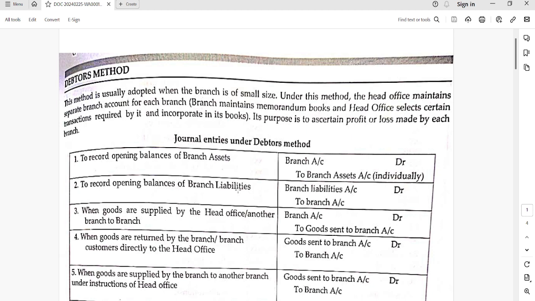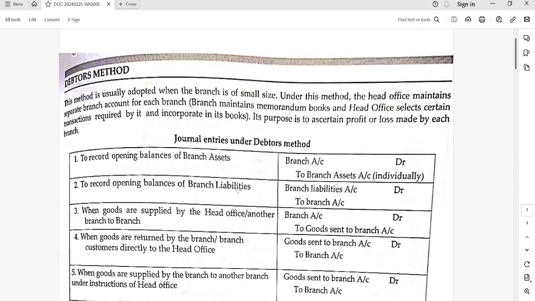To record the opening balance of assets, so to balance B/D, the journal entry you need not record. Just see, branch to branch assets. It means to balance B/D, we need to debit all the branch asset opening balances, and we need to credit all the opening balances of the branch liabilities. That is given in journal number 2.